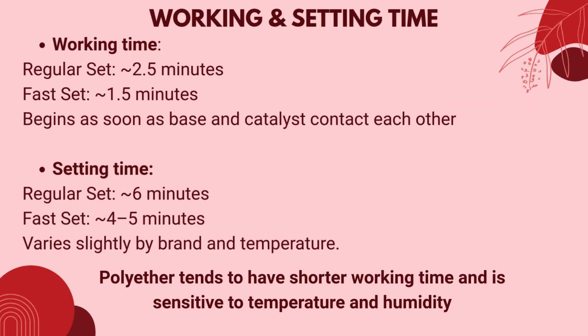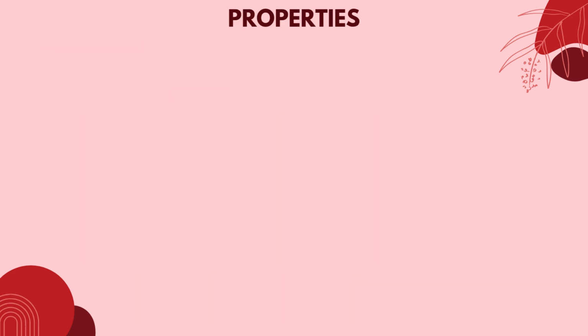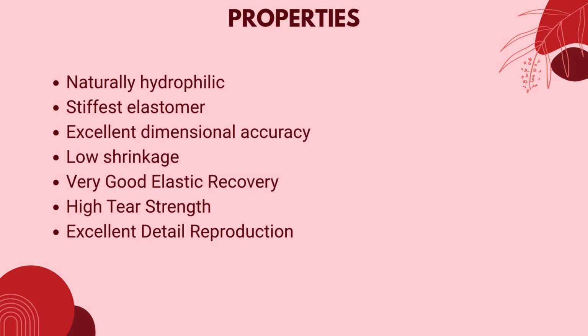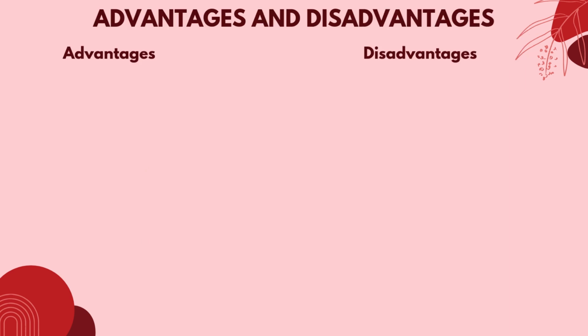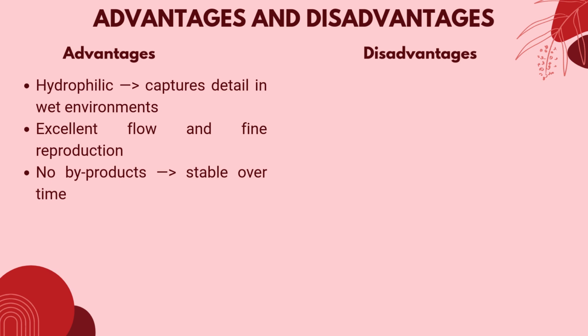The working time varies. The working time of the regular set is 2.5 minutes, and that of the fast set is 1.5 minutes. The setting of the regular set is 6 minutes, and that of the fast set is 4 to 5 minutes. Polyether is a naturally hydrophilic material, making it ideal for moist conditions. It is a stiff material, making it harder to remove from undercuts. It has excellent dimensional stability, good elastic recovery, excellent detail reproduction, and high tear strength. It exhibits low shrinkage. It has the following advantages: it is hydrophilic, has excellent flow, and yields no byproducts.